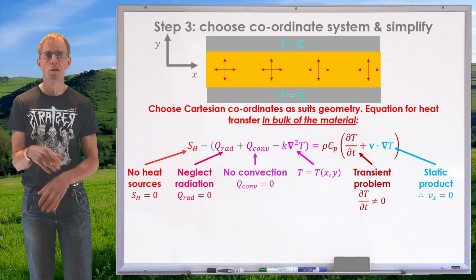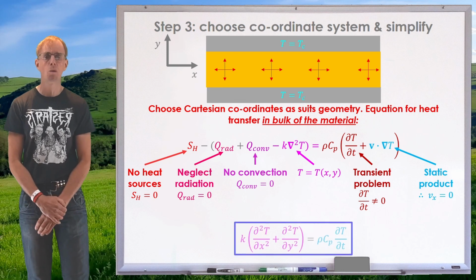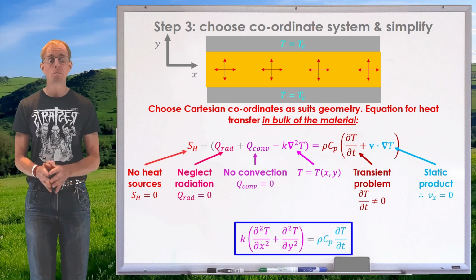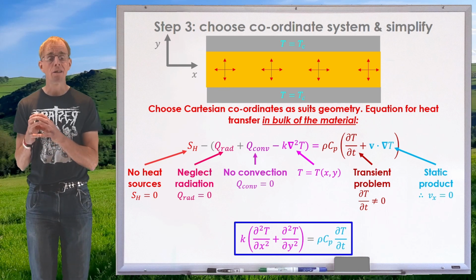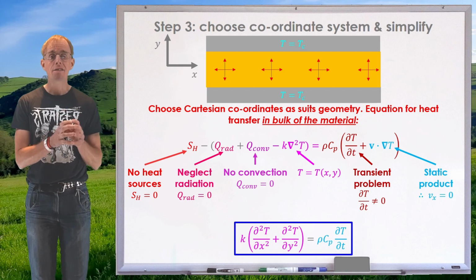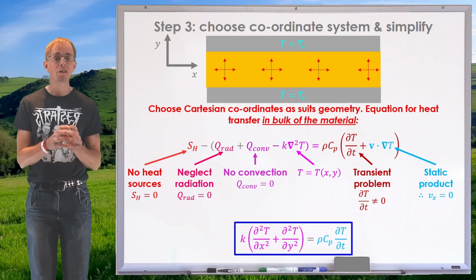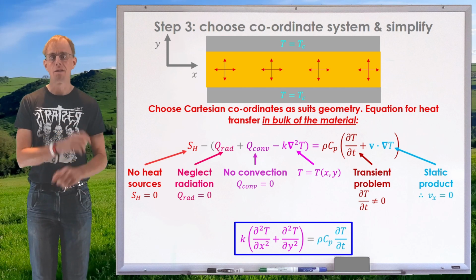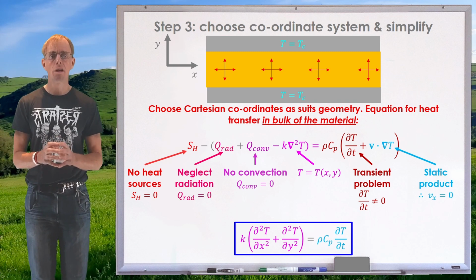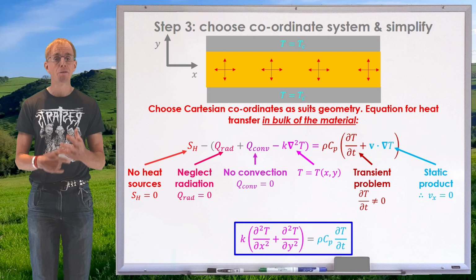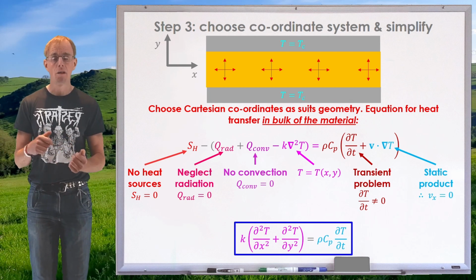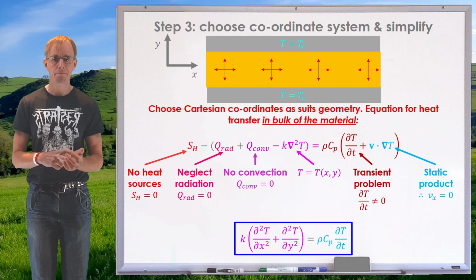Let's drop it into the coordinate system that we've chosen, the Cartesian coordinate system. And we can see that we're simply left with a description of heat transfer by conduction on the left-hand side versus the heat loss that we expect as a function of time on the right-hand side. So those are the two key things that we're going to be solving for. So we've got a partial differential equation in 3 variables, x, y, and t.